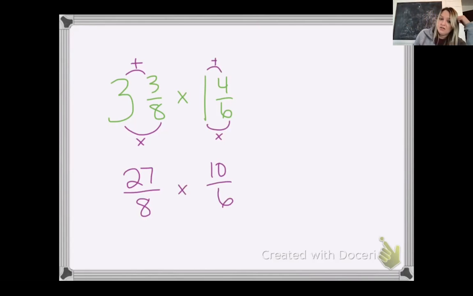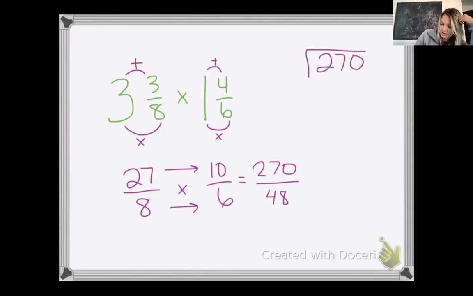Now multiply straight across. 27 times 10. Or you can cross simplify, which is what I did. So let's do it the straight way first. 27 times 10 is 270. 6 times 8 is 48. Then I need to simplify. So if I do 270 divided by 48, oh, this is a big number. It's not fun. 48 can't go into 2, 48 can't go into 27, so it has to go into 270.